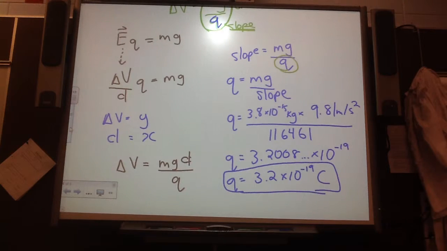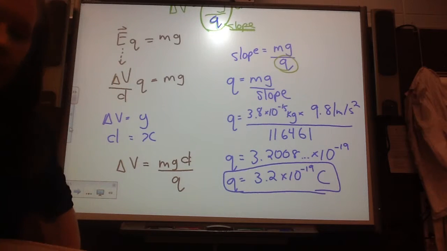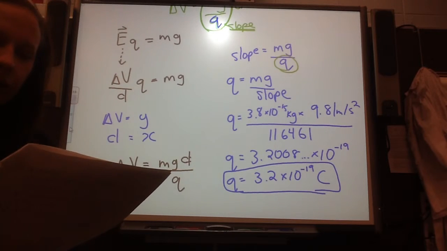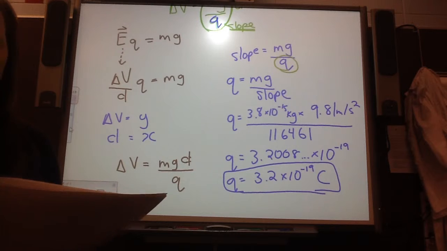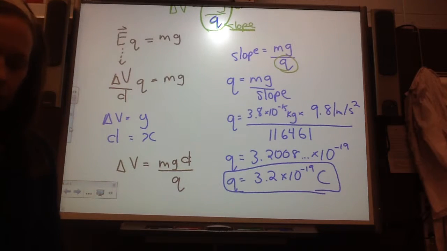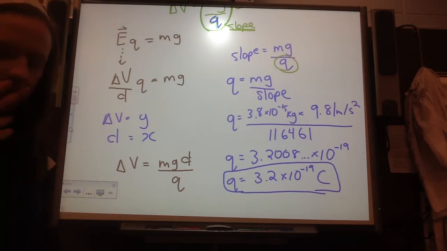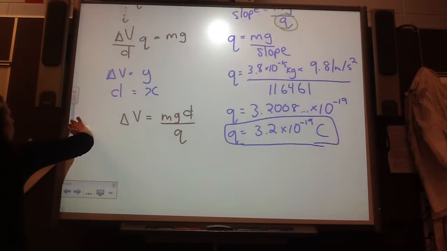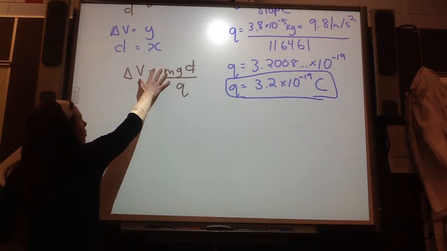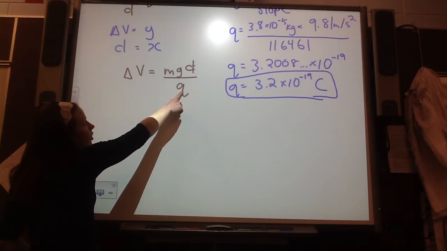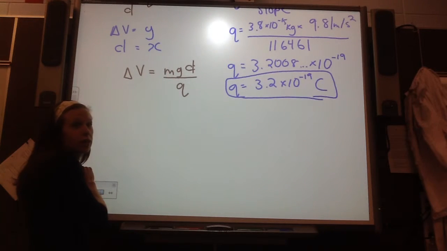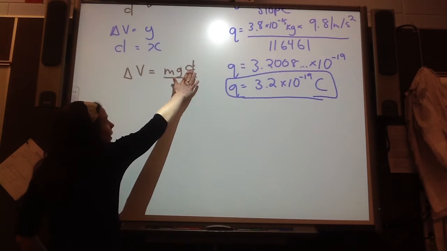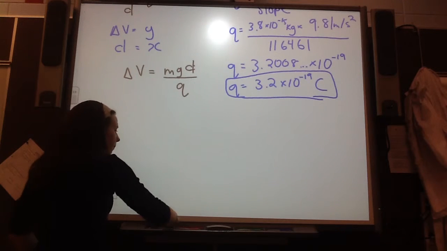Then let's do part C. Determine the balancing voltage required when the plates are separated by 50 millimeters. We can use our same formula and put in a new distance to solve for delta V. We'll use this formula now that we know charge. Our mass and our gravitational field stay the same. I'm going to put in a new value for d to find V.